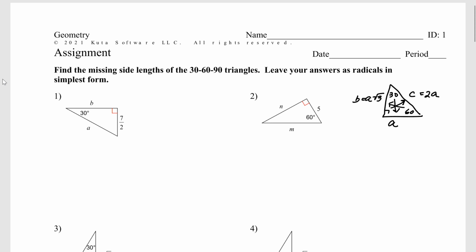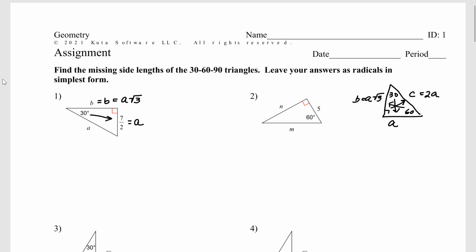So we're going to use all of this knowledge in order to solve for our different side lengths for our 30, 60, 90 triangles here. Now for number one, the only given piece is this 7/2. And this 7/2 is across from my 30-degree angle. So I know that this is my side A, which must mean that this variable B that I'm solving for is, from my diagram here, also known as A root 3. Now I know what A is.